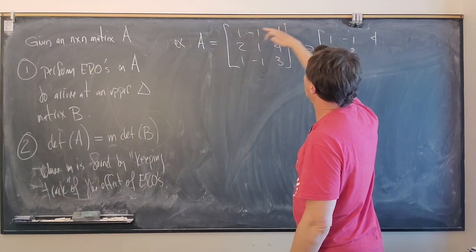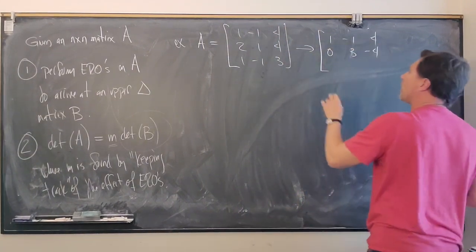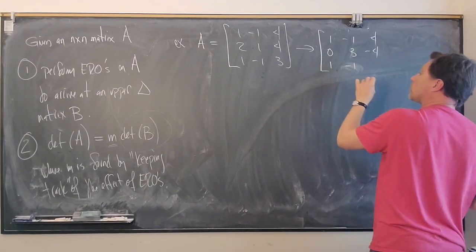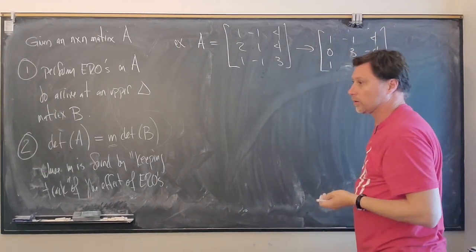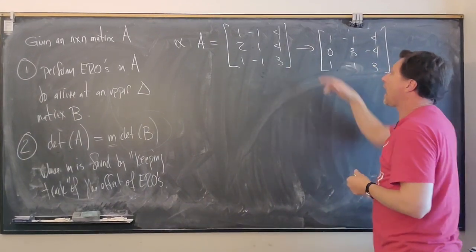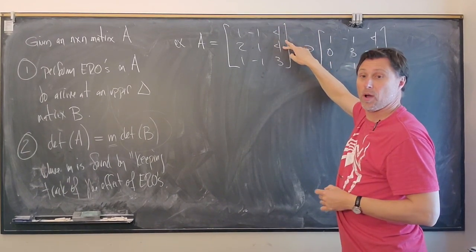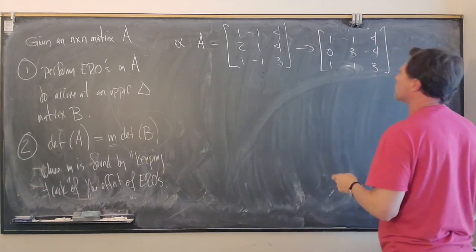And then -2, that's a -8, so that makes that a -4. 1 minus 1, 1 minus 1, 3. What did I do here? I added a multiple of a row to another row. That does not change the determinant. Now, it's not quite upper triangular. I still need to do some more row operations.